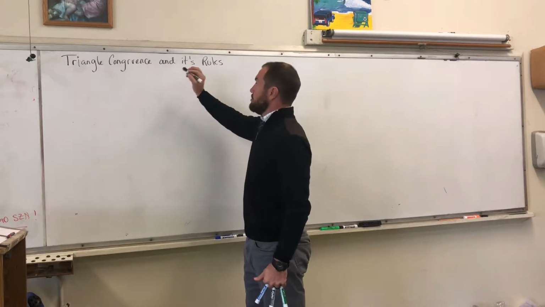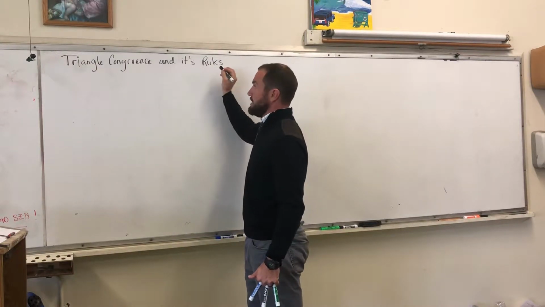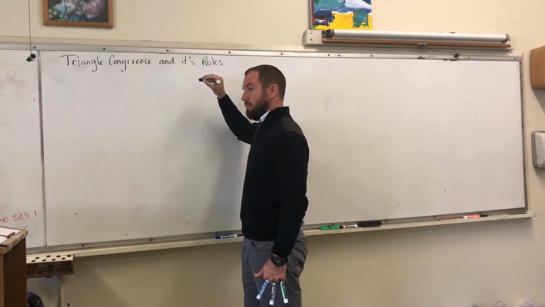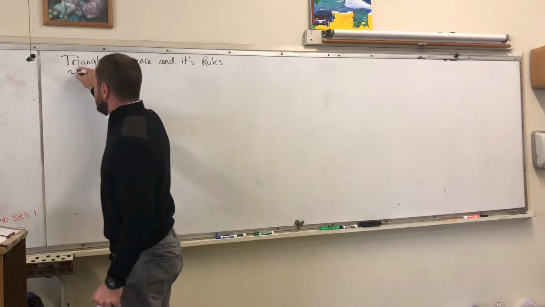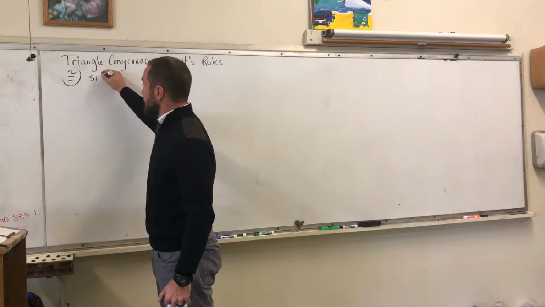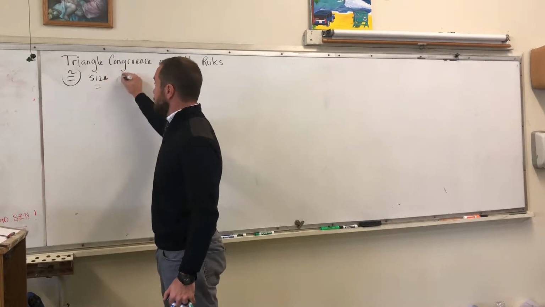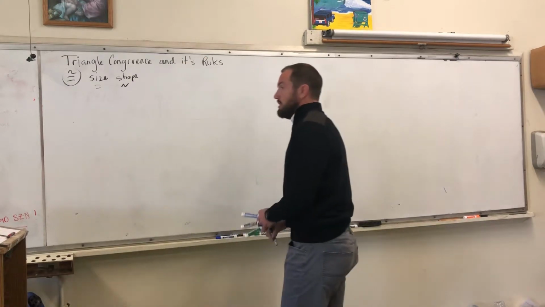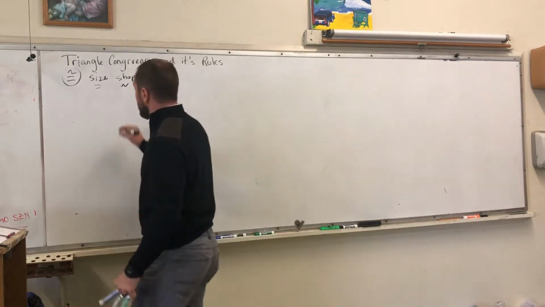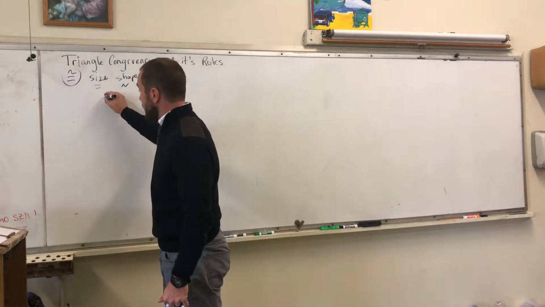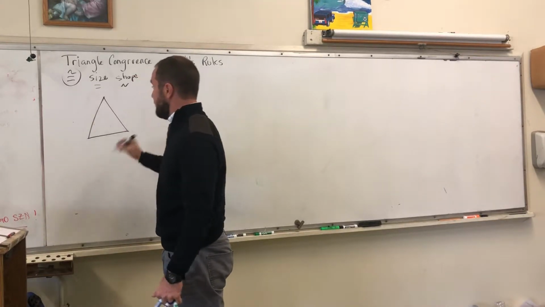The triangle congruence and its rules. Basically, what are the rules that you can use to prove that two triangles are congruent, meaning same size and shape? We've been talking about that. This symbol in geometry talks about size, as far as the equal sign, and shape, as far as something that's similar in shape.